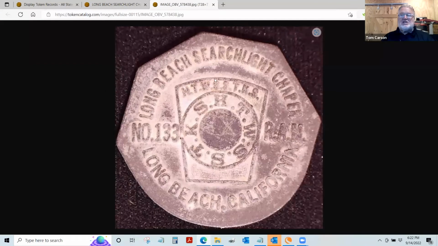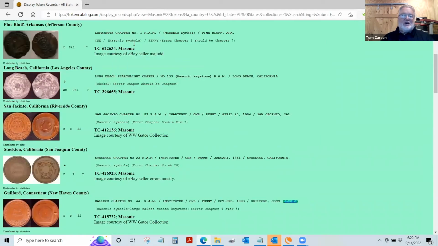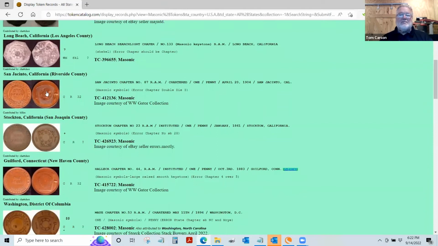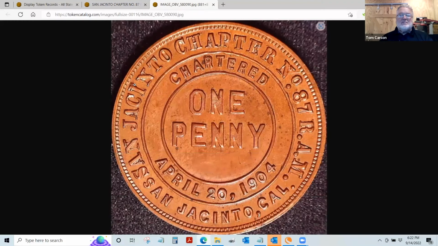This one's interesting. They can't spell chapter. You know, they have chapters on almost every one. Well, this one's C-H-A-P-E-R. It's not a very common error. This one's a minor error. There's a double transfer on the I of Jacinto.